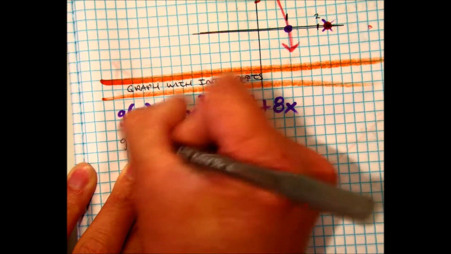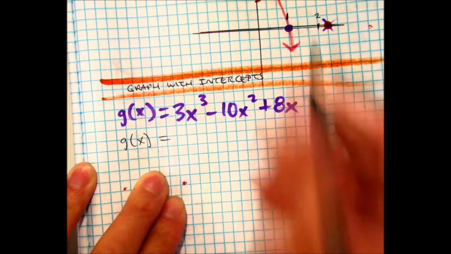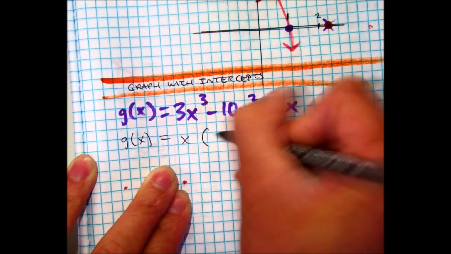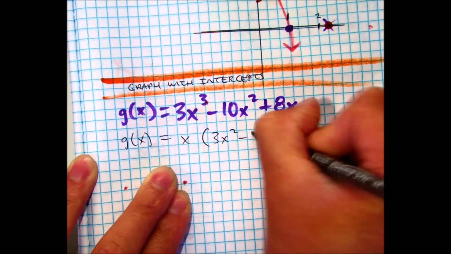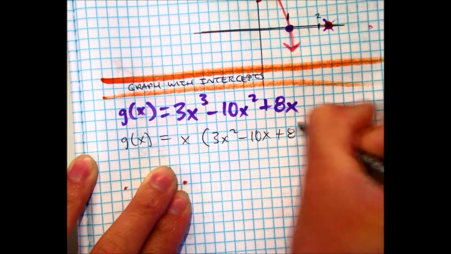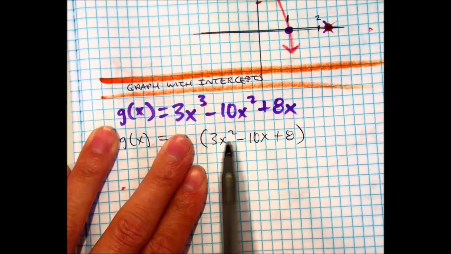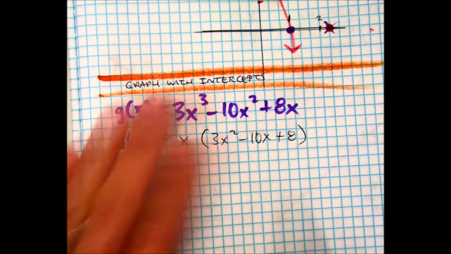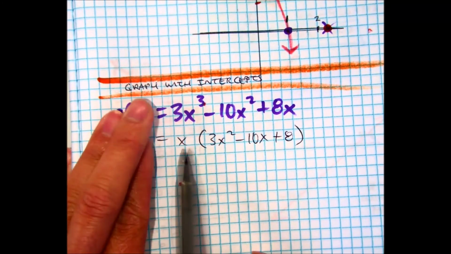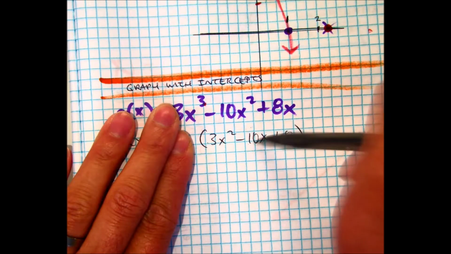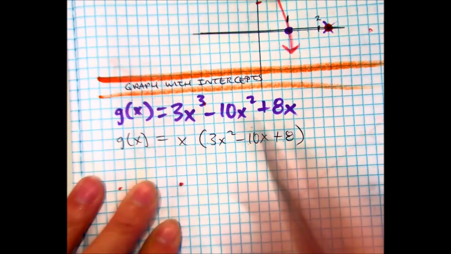So I have g of x equals, class, what's my GCF? X. 3x squared minus 10x plus 8. When I asked you, could you use the quadratic formula, in purple you can't, but after you take the GCF, if I cover up the GCF, then you can. Your a value is 3, b value is negative 10, c value is 8.